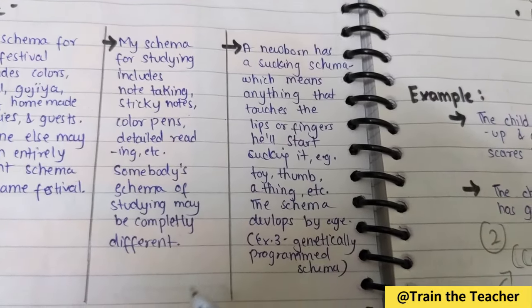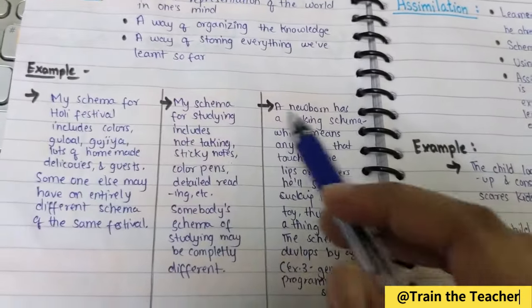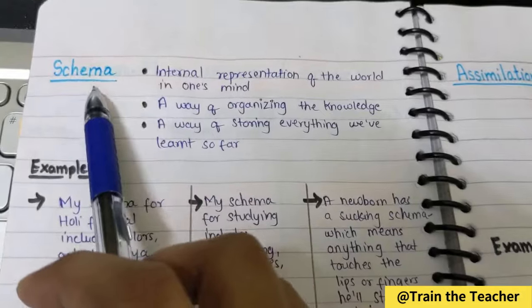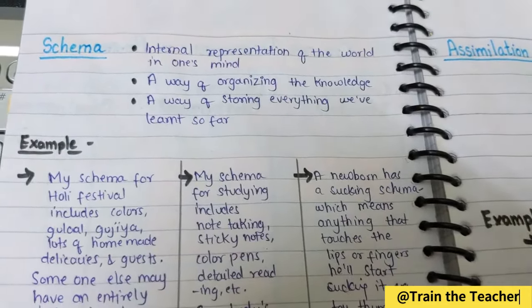The schema develops by age. For example, genetically programmed. Yeah, so ये जो schema है ना, ये genetically programmed schema है. I hope you're able to understand what a schema is: an internal representation of the world in one's mind.